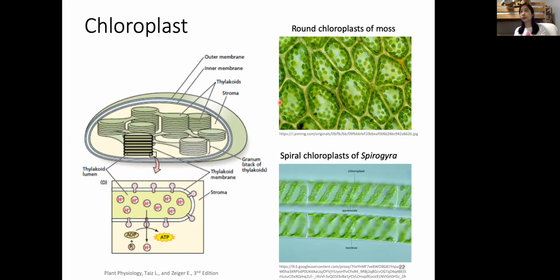Right here, I just want you to know that chloroplast has different shapes in different kinds of plants, like moss. This is just one cell of the moss, and inside you see circle green colors. Those are moss chloroplasts, but in some algae, their chloroplast has different shapes, like in Spirogyra, their chloroplast is like a spring or spiral shape, like this picture. We'll get more detail in the lab later.